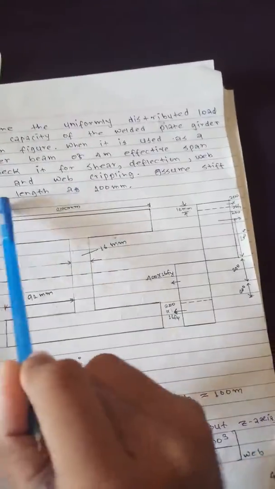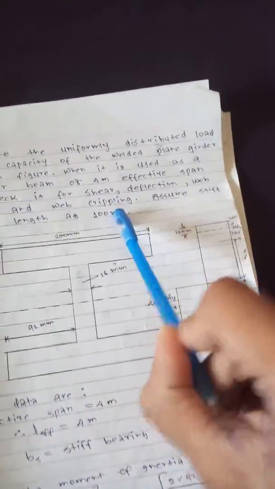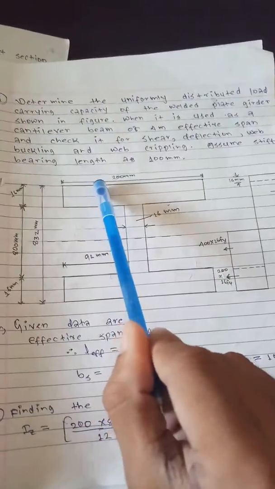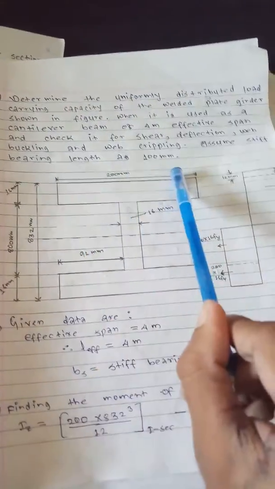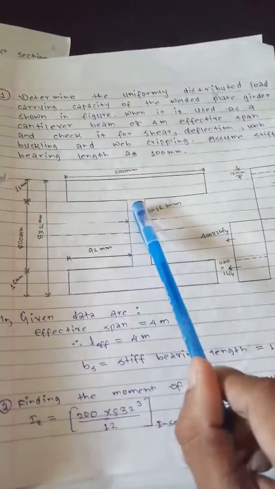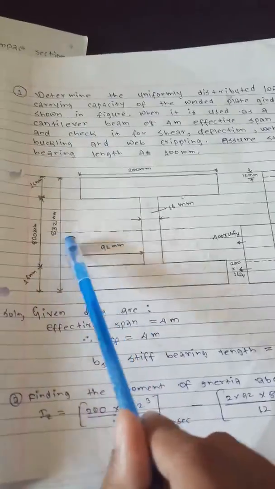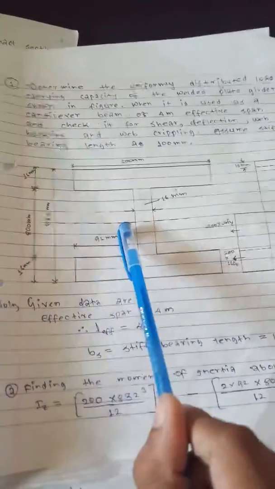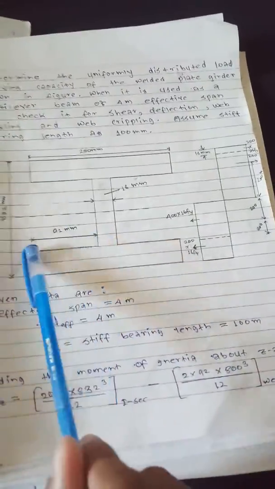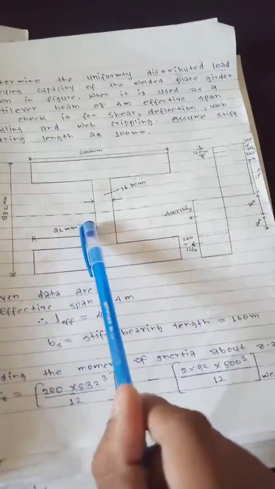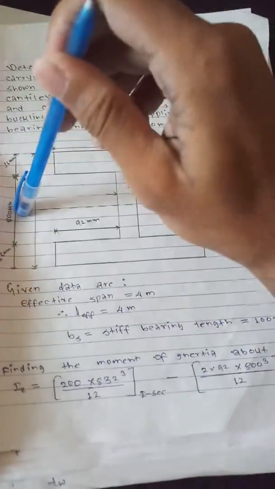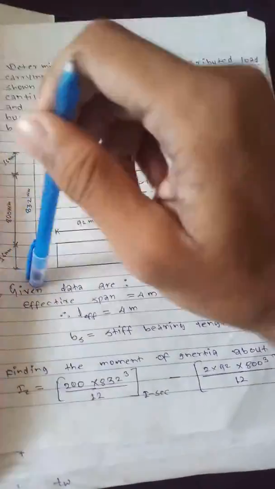Assume stiff bearing length as 100 millimeter. See, in the figure what is given? This 200 mm BW is given, then this 16 mm BF is given, and then this 92 mm is given. From here to here, the I section beam is 92 mm, and from here to here it is total 832 mm. From here to here, this is total D.